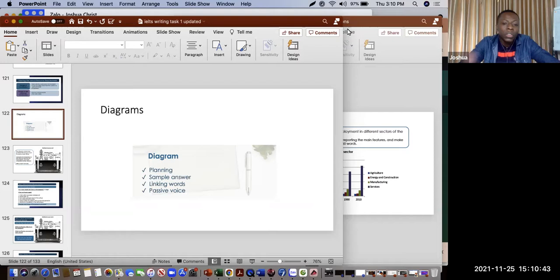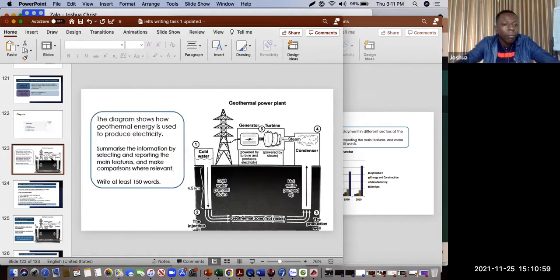So of course, you need to plan your essay, and we'll look at a sample essay. We'll look at a little bit about linking words. Passive words, we've already talked about them, but I'll make mention of it again. Yeah, so we have a sample question here.